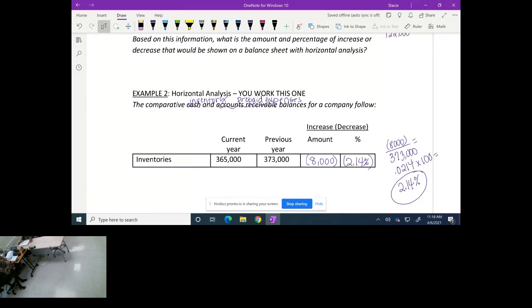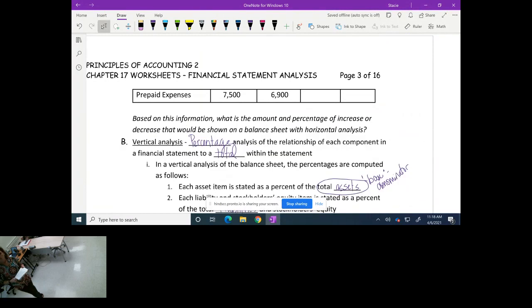All right. The next page, we have our prepaid expenses. So what happens when you get in a hurry? The formatting got all screwed up and I didn't realize it. All right, so our prepaid expenses, did they go up or down? Increase. They increased $600. So we would divide that 600 by 6,900, and we get 8.7%. Round up.